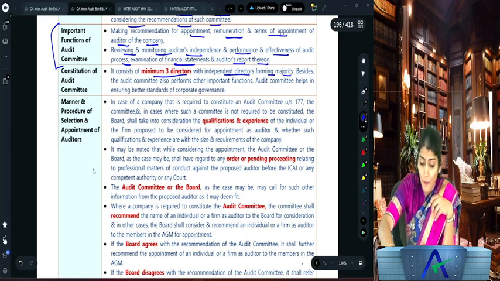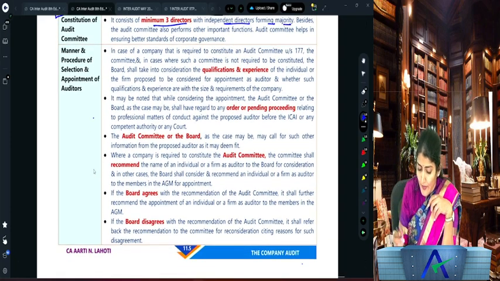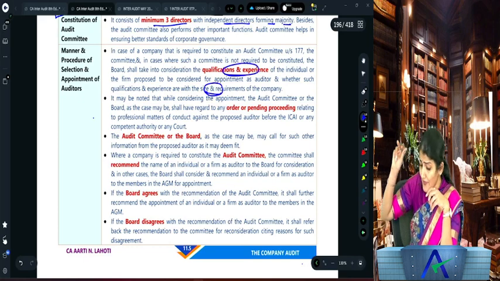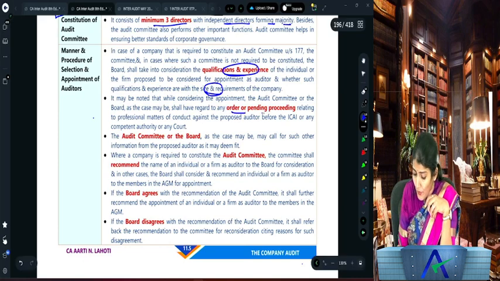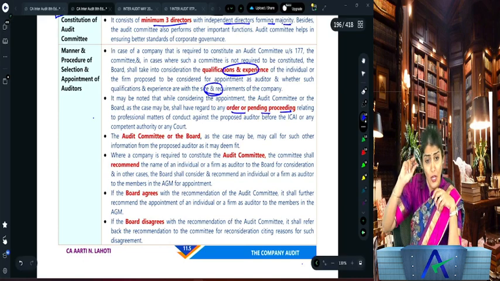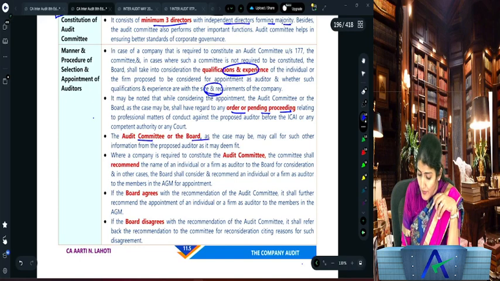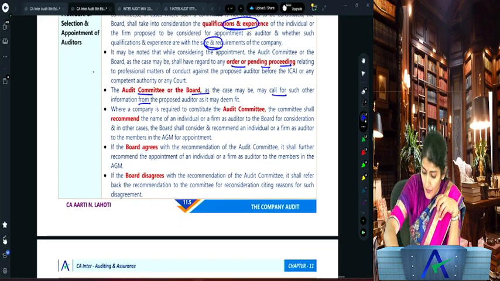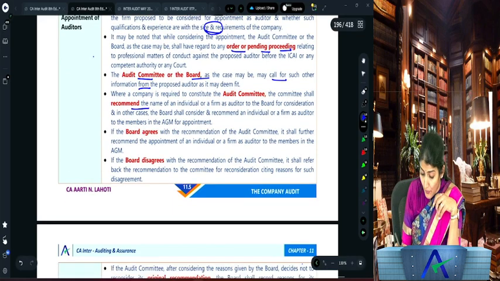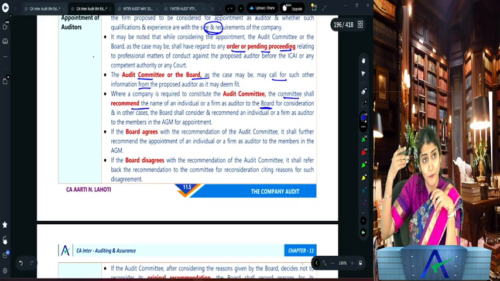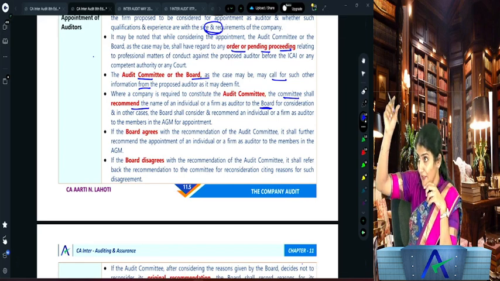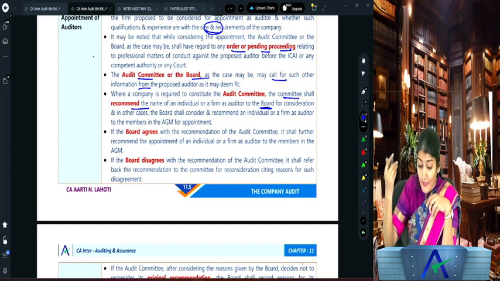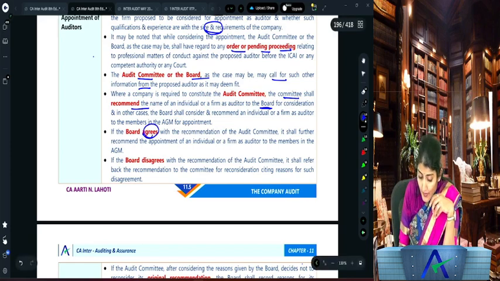Before recommending the appointment of the auditor, they will look into the qualification and experience, then check whether it is matching with the size and requirements of the company, then any orders or pending proceedings against the auditor. Then the audit committee or the board may call for such information. And where the company is required to constitute an audit committee, the audit committee will recommend the name to the board. Wherever there is an audit committee, it will send its recommendation to the board. And then what may happen? The board may agree or disagree.